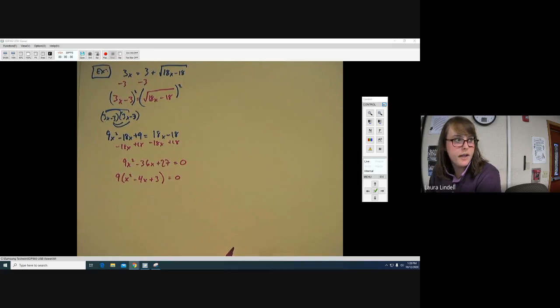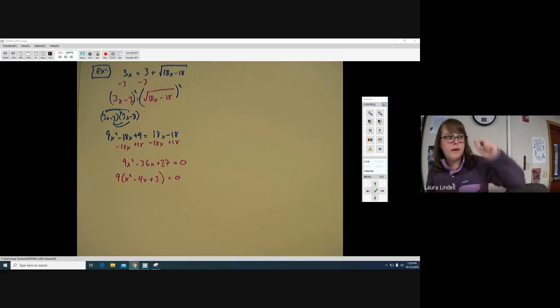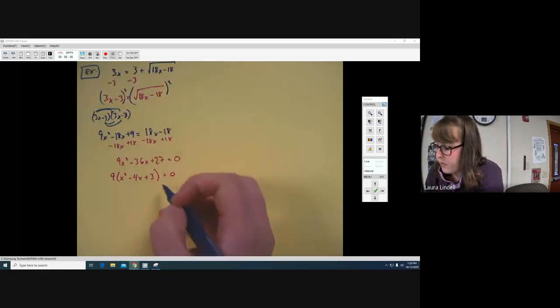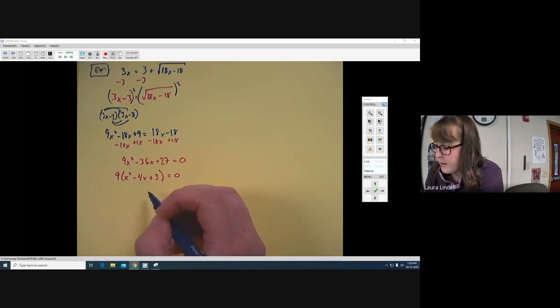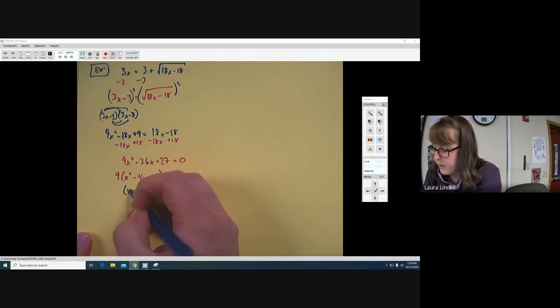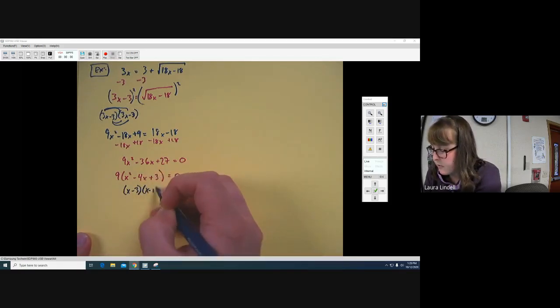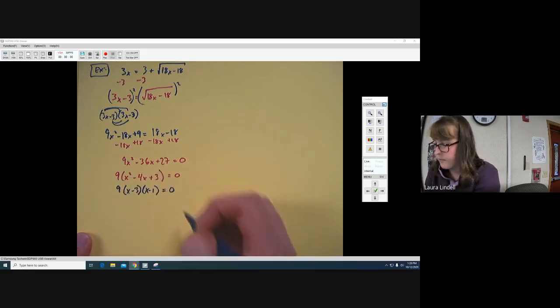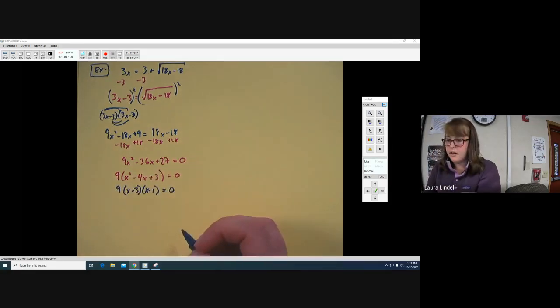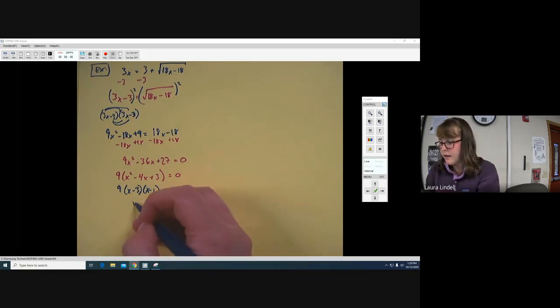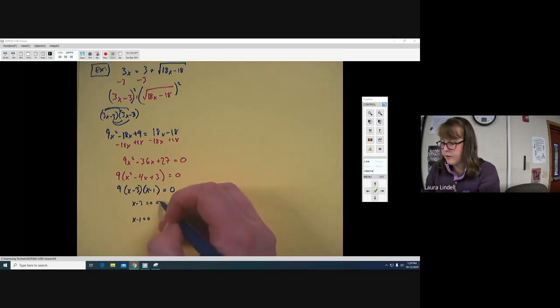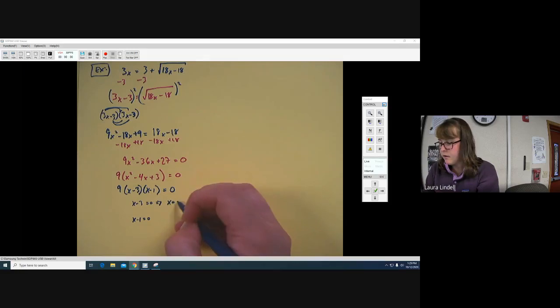Okay. And to give us some practice factoring, I'm going to factor this, but feel free to use the quadratic formula if you like that better. So we're thinking of things that multiply to 3 and add to -4. The only things I can come up with there would be -3 and -1. x minus 3, x minus 1, and then we still have that 9 hanging out in front. And then we're setting each of these individually equal to 0. x minus 3 equals 0. x minus 1 equals 0. So that gives me 3 and 1.